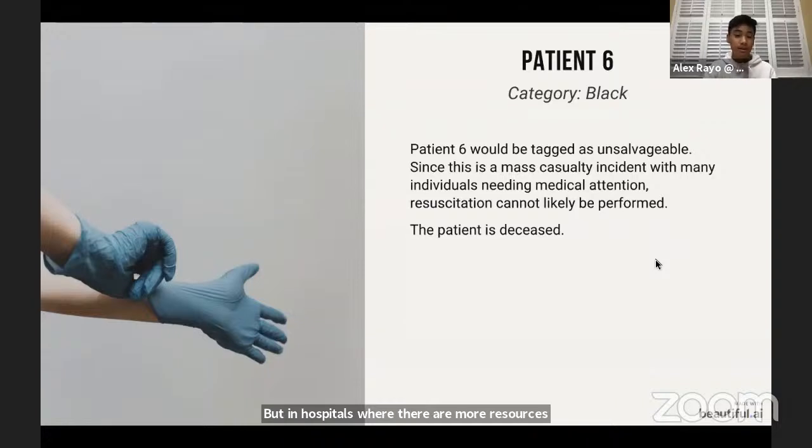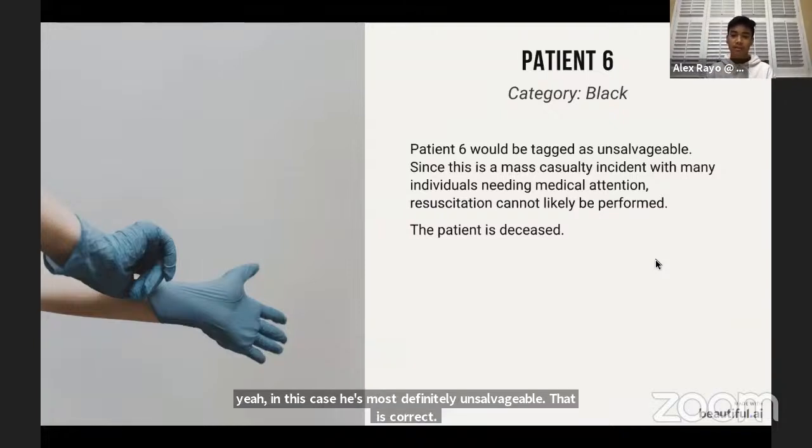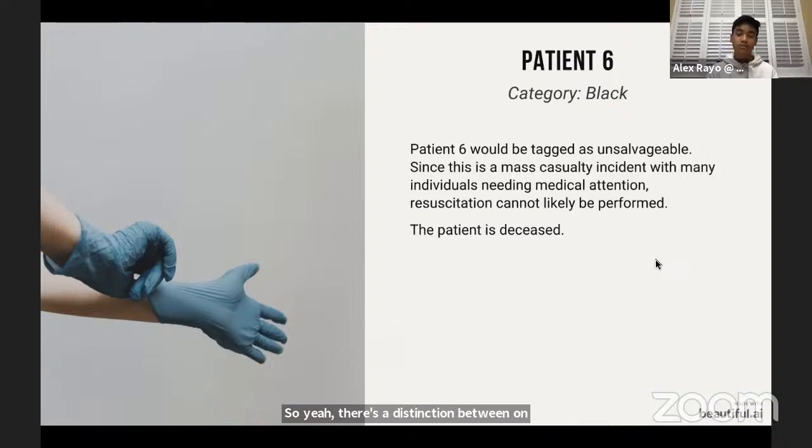if this isn't a mass casualty incident, such as in the hospital or emergency room, CPR or defibrillating him might be possible. But in this case, he's most definitely unsalvageable. That is correct. So there's a distinction between the field and, for example, a hospital setting where there might be more resources, where a patient similar to this patient might be tagged as critical and the medical staff might try and save. So in this case, the patient is deceased.